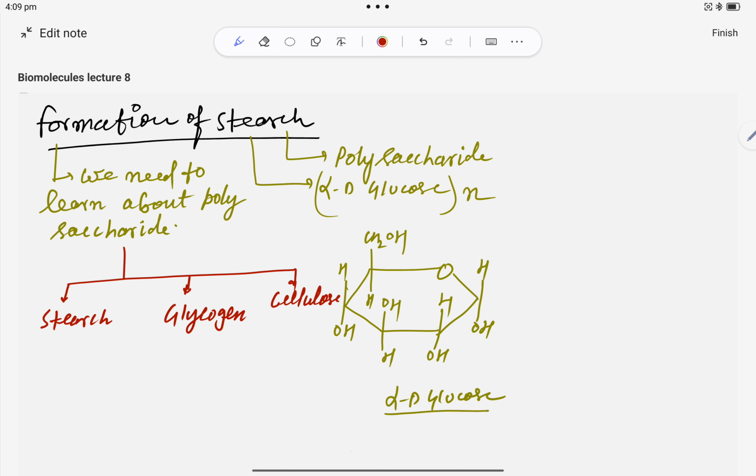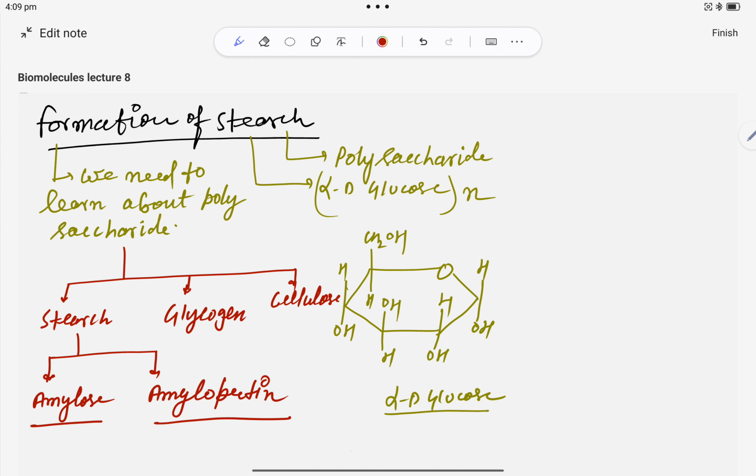Then starch has two types of components, or you can say it is made by two types of species. One is amylose and one is amylopectin. So in the starch we are having amylose and amylopectin. So what is amylose and amylopectin? That we have to focus on.